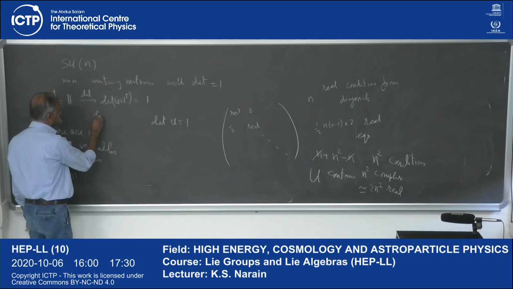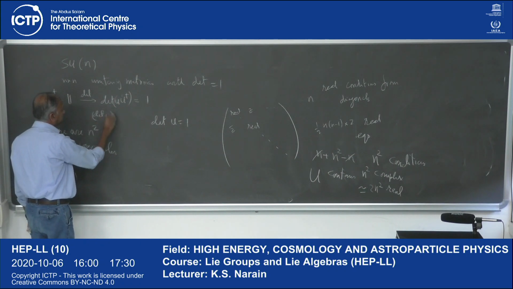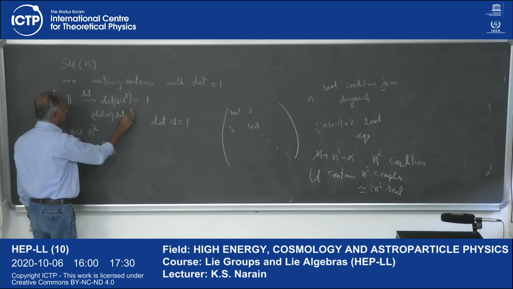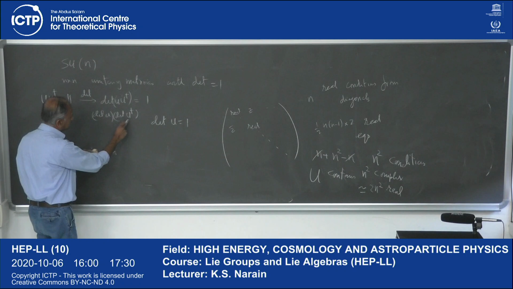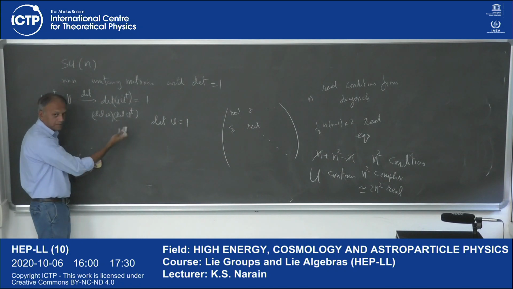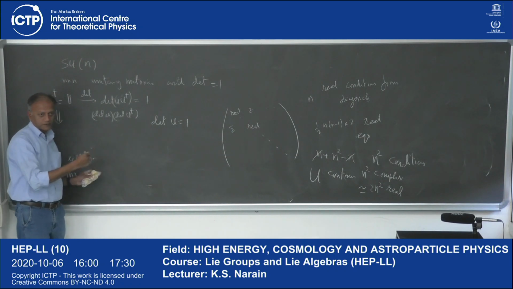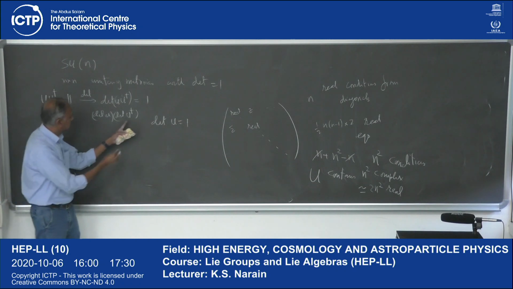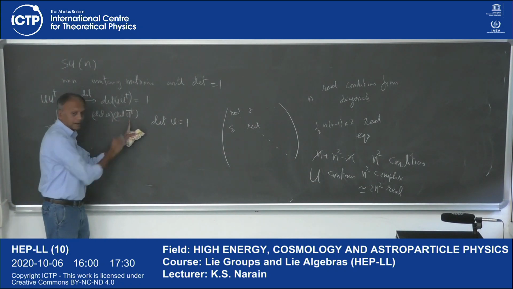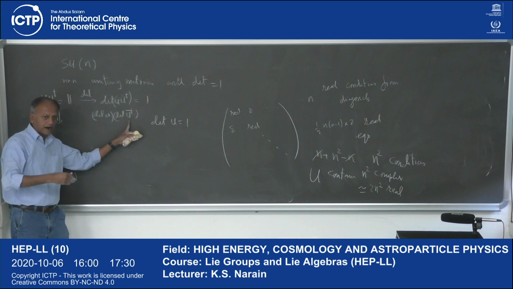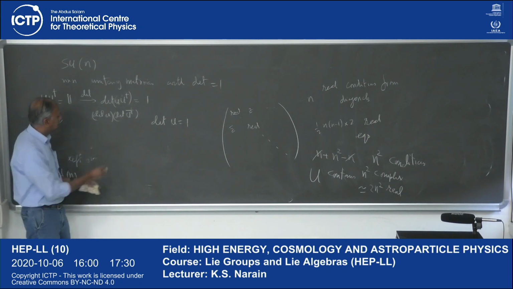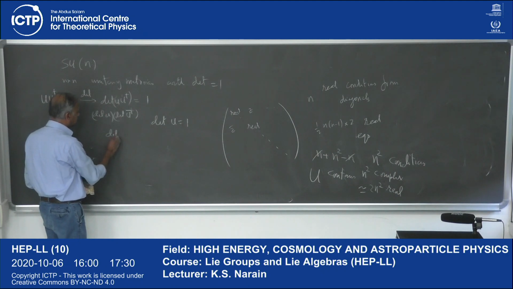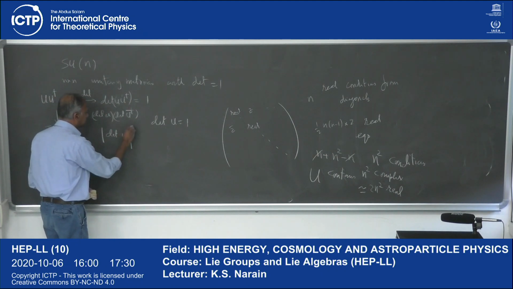But this is the same as determinant of U times determinant of U dagger. But the determinant of U dagger, I mean, the transpose, is the same. When you take a transpose of a matrix, the determinant doesn't change. The dagger is bar on transpose, so transpose doesn't do anything. So this is the same as determinant of U bar. So the left-hand side is determinant of U mod square.